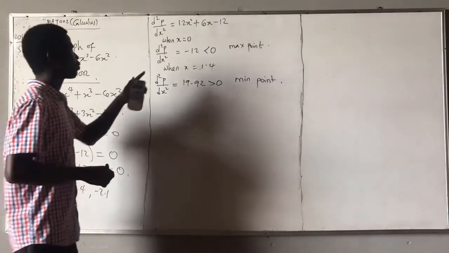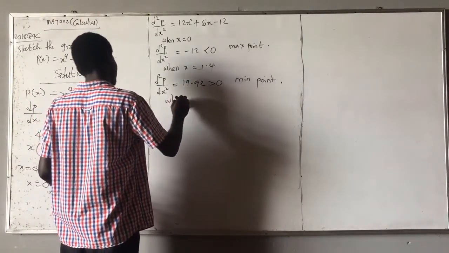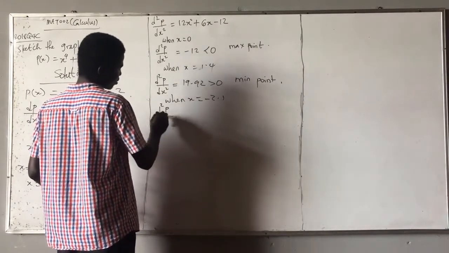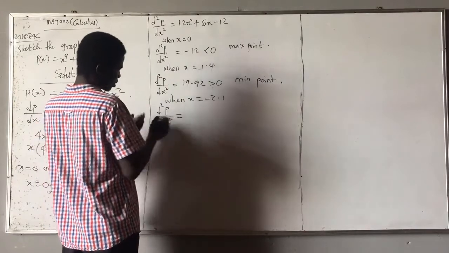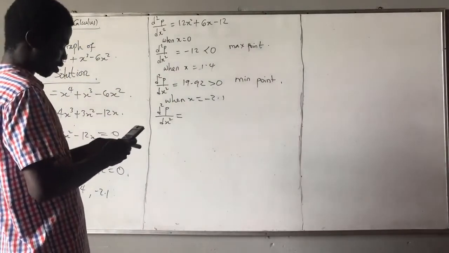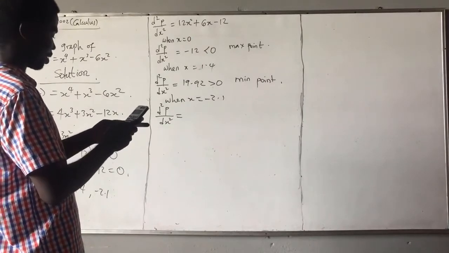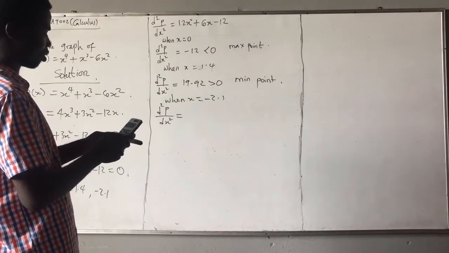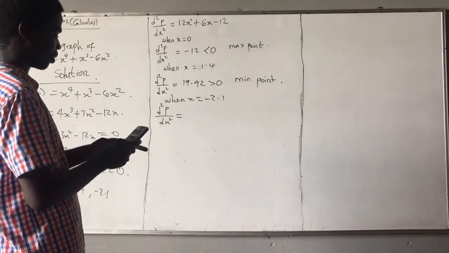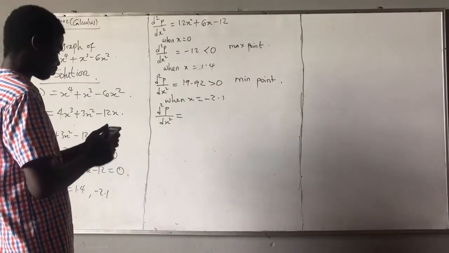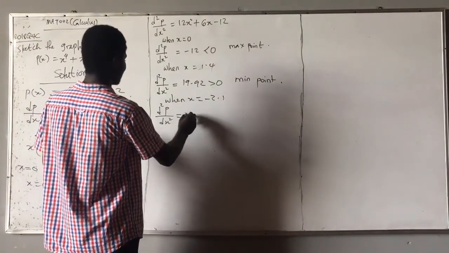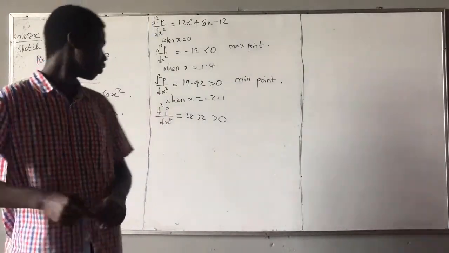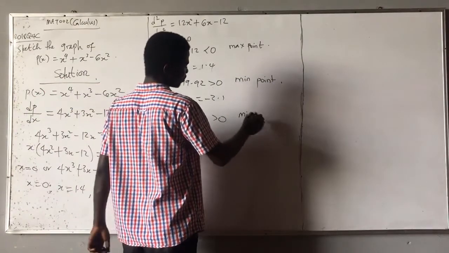Now again, when x is negative 2.1, d squared P over dx squared is equal to what? Put x to be negative 2.1, there you have 12 multiplied by minus 2.1 squared plus 6 multiplied by minus 2.1 minus 12. The answer we get is 28.32, which is also greater than 0, which is also a minimum point. So we have two local minimum points.